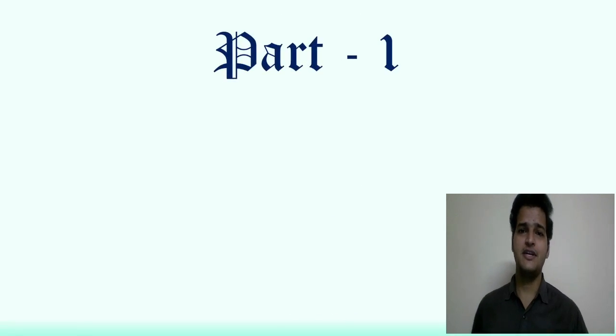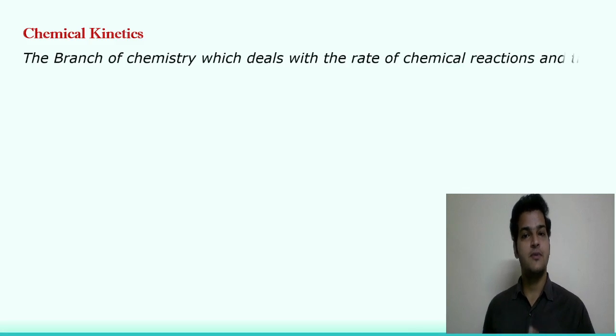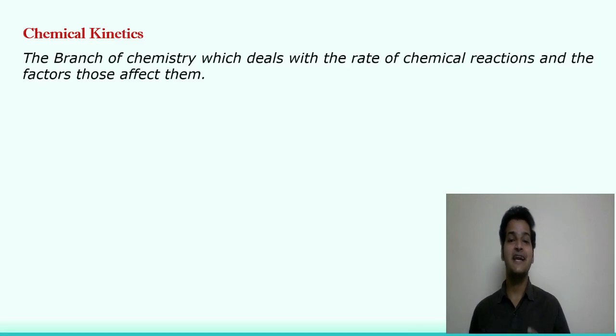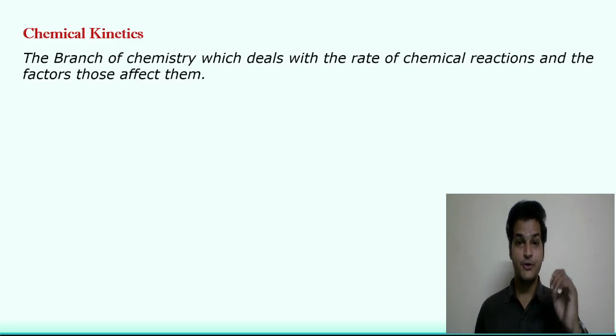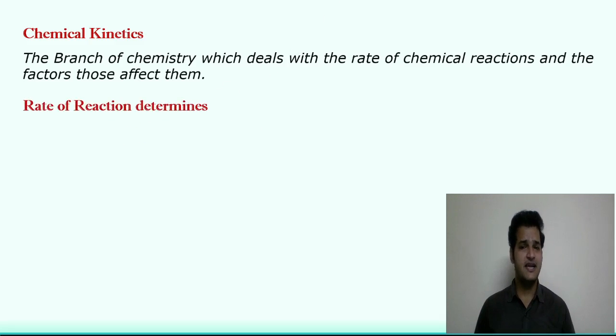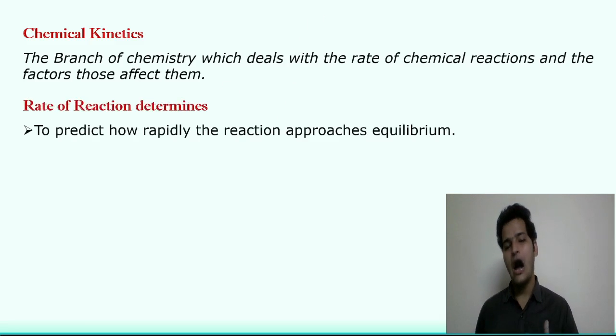So let us get into the introduction of the chapter, that is chemical kinetics. So what is chemical kinetics? The branch of chemistry which deals with the rate of chemical reactions and the factors that affect them. Remember, we are going to study the rate of reaction and the factors which are affecting that rate of reaction. For example, what does the rate of reaction help us with? It will help you to predict how rapidly the reaction will approach equilibrium.